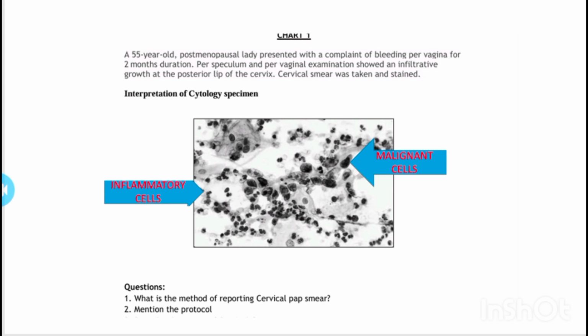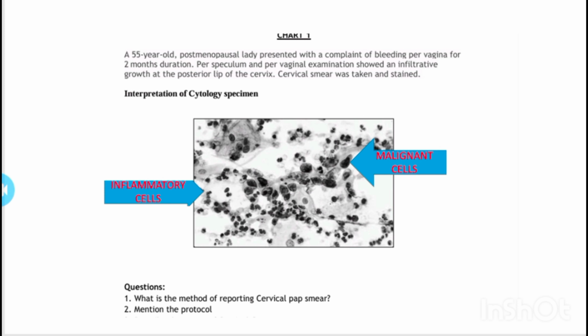So here is a 55-year-old female who presented with bleeding per vagina. Duration is 2 months, and on examination they noted an infiltrative growth at the posterior lip of the cervix. So history wise we can tell that there might be some growth in the cervix. It can be a tumor. So for further confirmation they have gone for pap smear. So this is the image of the pap smear.